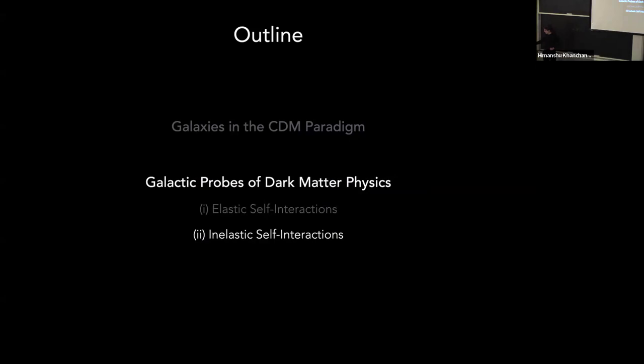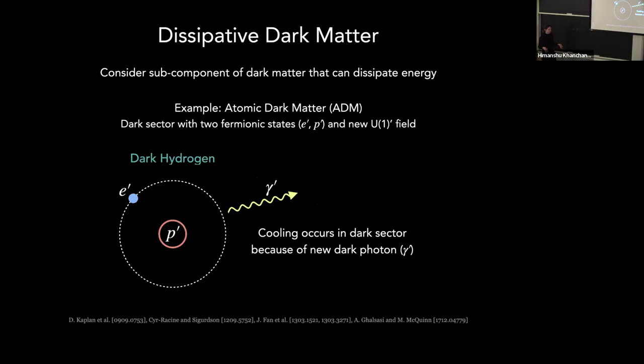So there's a wide range of dark matter models that you can write down that would result in cooling. We needed to start with a toy scenario just to start wrapping our minds around this and to be able to implement this. For the toy model that we chose, it's called atomic dark matter, which I think is going to be clear when I describe it.